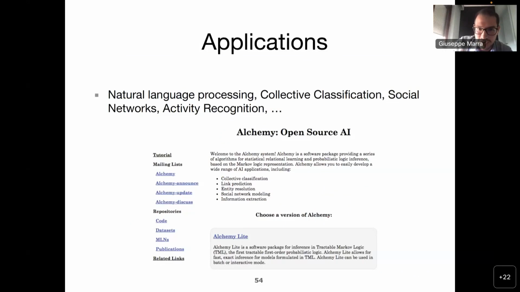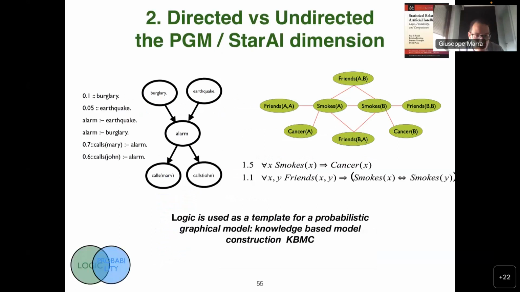So what I showed here is that the proof theoretic and model theoretic views of logic can be transferred into the statistical relational setting, into probabilistic logic programs and Markov logic. And in both cases, the main idea is that the logic is used as a template for a probabilistic graphical model. This is usually known as knowledge-based model construction, or KBMC.